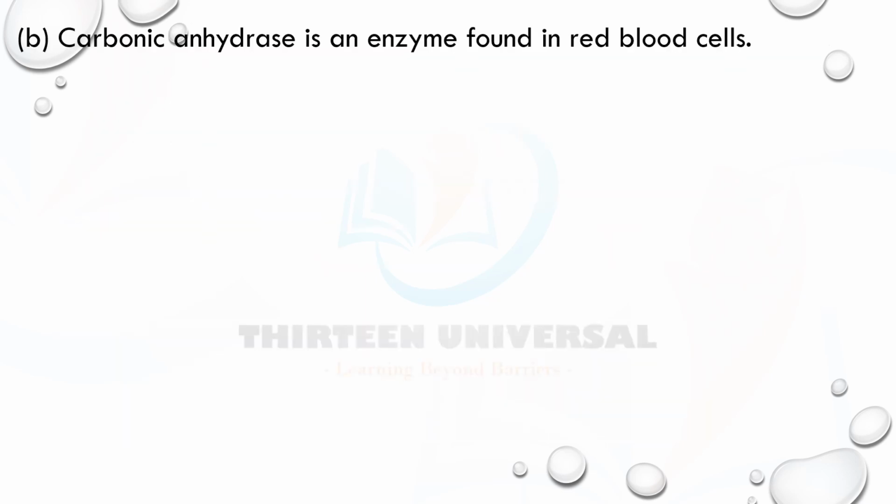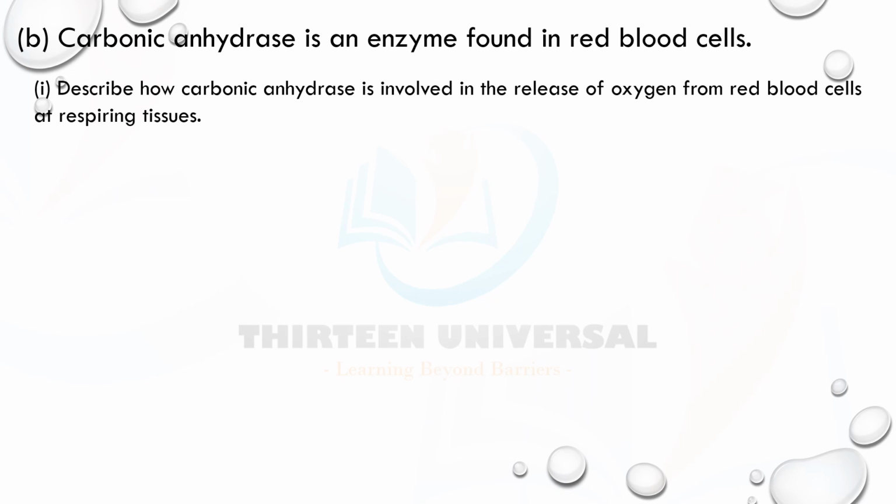Carbonic anhydrase is an enzyme found in red blood cells. You know carbonic anhydrase? It says describe. Anytime they say describe, tell us what and how. Describe is a command word. Tell us what and how carbonic anhydrase is involved in the release of oxygen from red blood cells at respiring tissue. How is it involved?